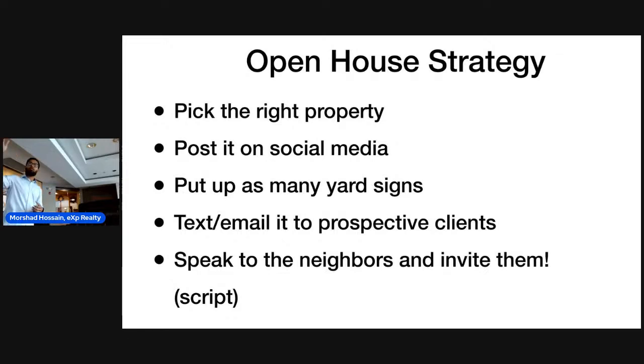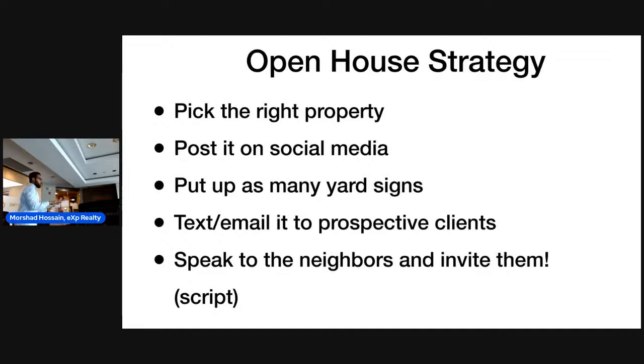So the first strategy that we want to go over is the open house strategy, all right? And I want to pick this part apart a little bit. So first and foremost, when we talk about open houses, sometimes agents think that the purpose of an open house is to sell the property that I'm doing an open house on.